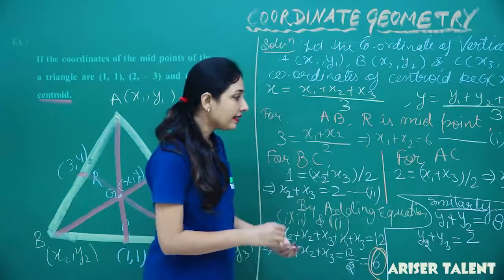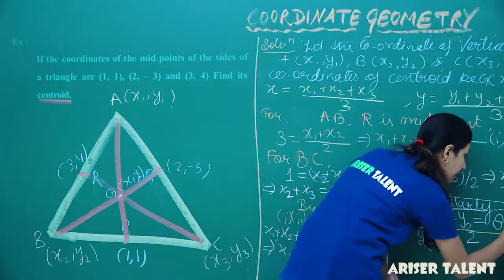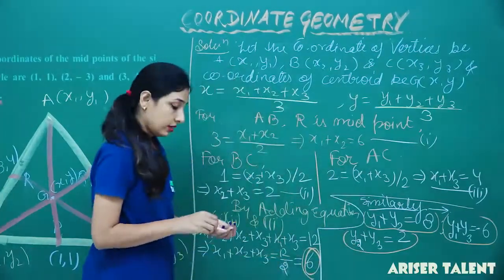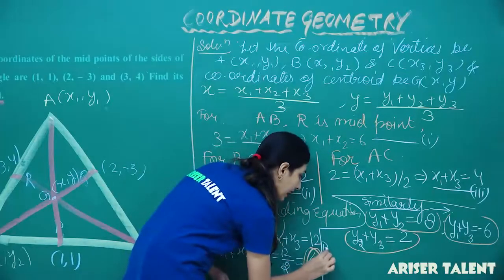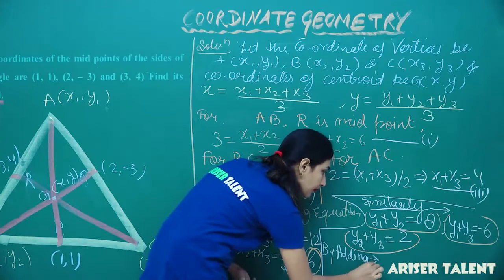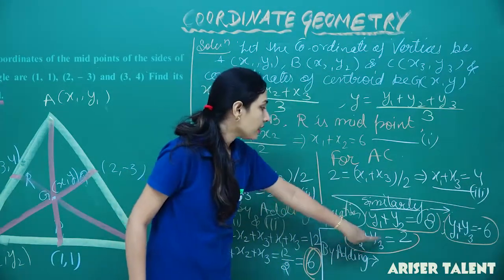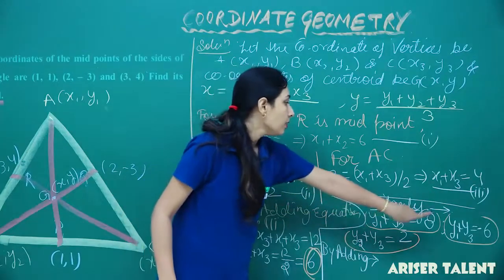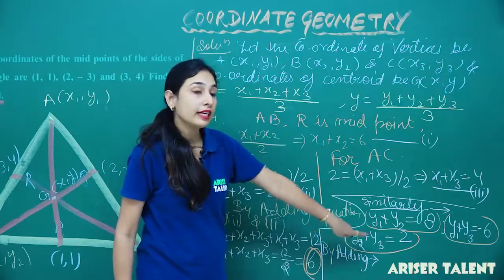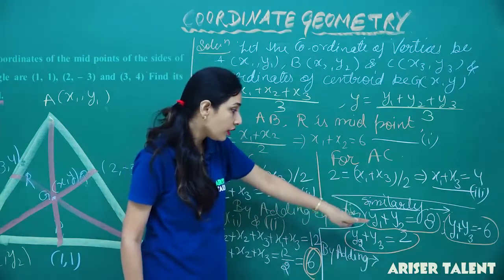Now if I add these three, this is 1, this is 2 and this is 3. So by adding y1 plus y2 plus y1 plus y3 plus y2 plus y3, that means 2 y2s, 2 y1s and 2 y3s. That means 2 multiplied by (y1 plus y2 plus y3) will be equal to what?